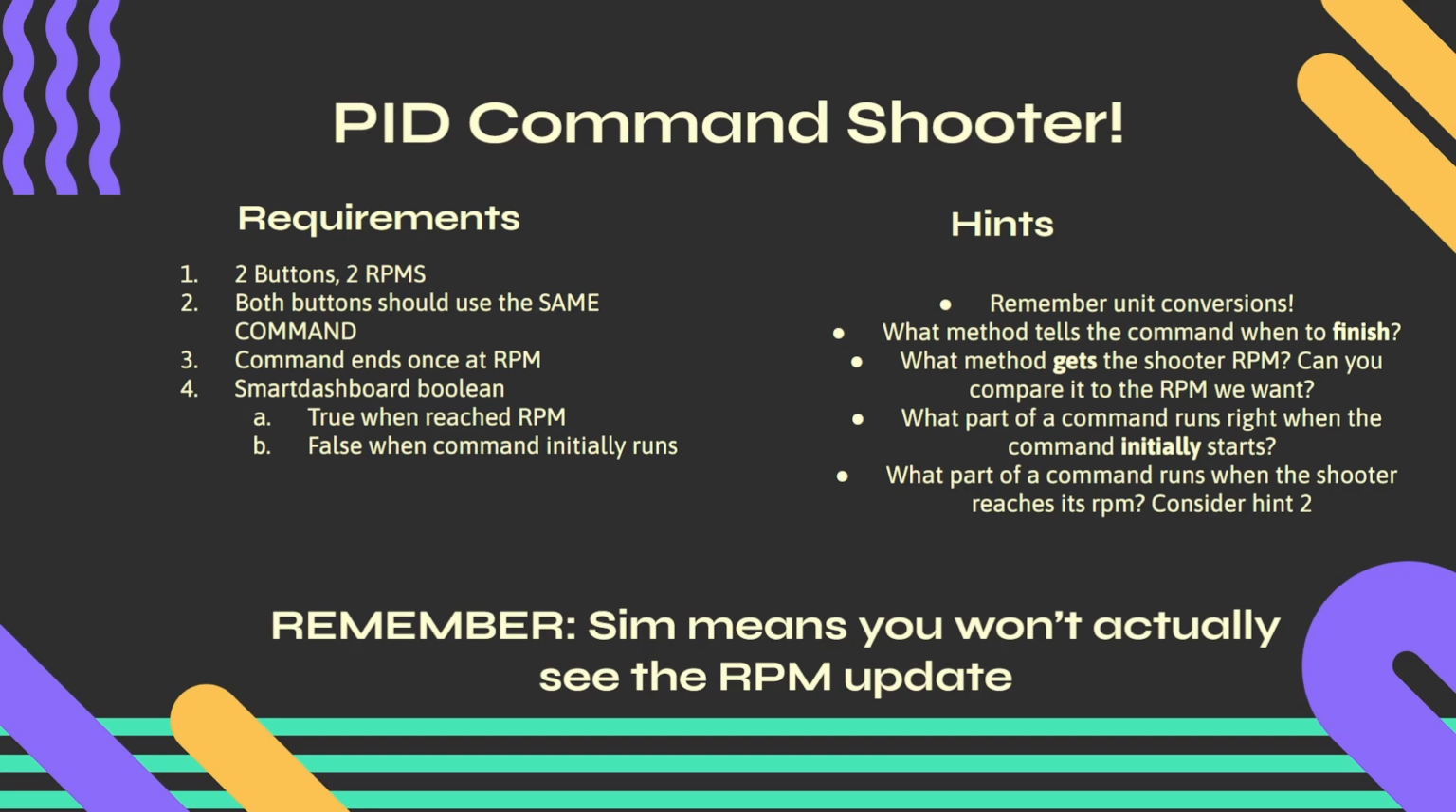Now remember, the way that the basic WPILibSim works is that it doesn't actually give you an RPM reading accurately. So even after writing out all this code, if you simulate, it might not show any RPM values. It might just always stay at 0, and your boolean might always stay at false.